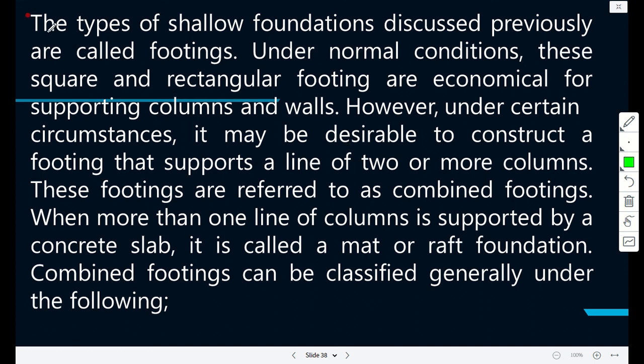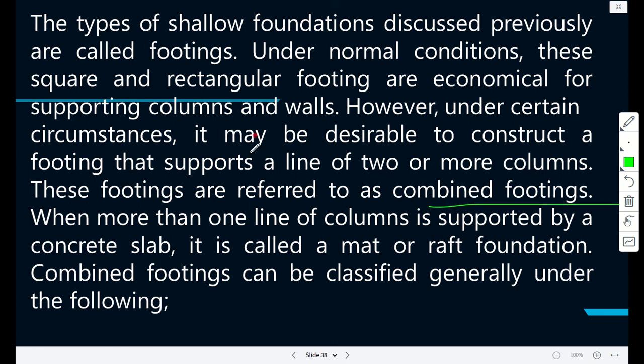So the types of shallow foundation discussed previously are called footings, already said. Under normal conditions, these square and rectangular footings are economical for supporting columns and walls. However, under certain circumstances, it may be desirable to construct a footing that supports a line of two or more columns. These footings are referred to as combined footings.